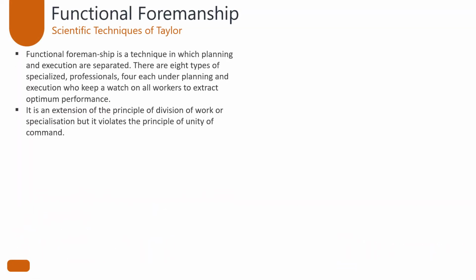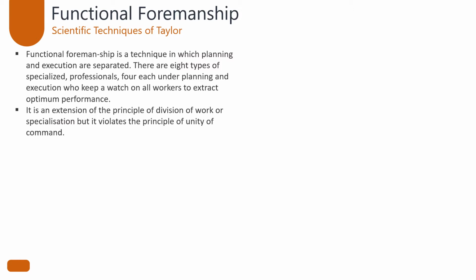So the first technique is functional foremanship. In this technique, Taylor has suggested that there should be division in the factory under two departments, planning department and production department. This is done because workers should be free from the burden of different kinds of planning and they should only concentrate on work and production.